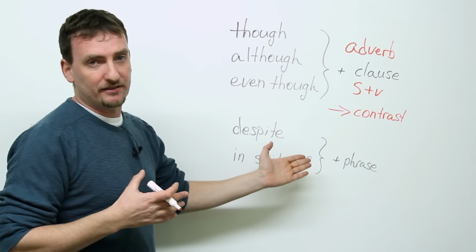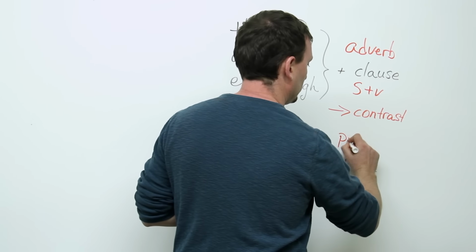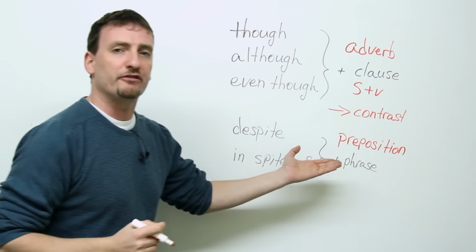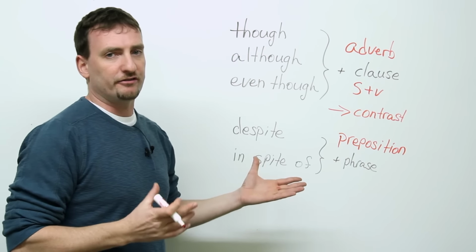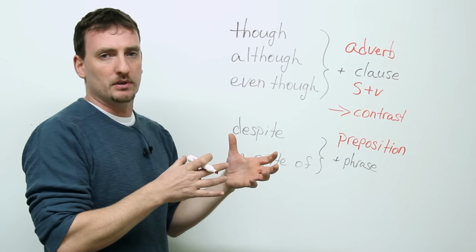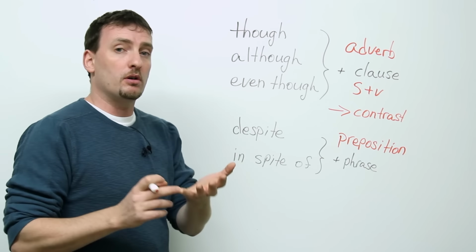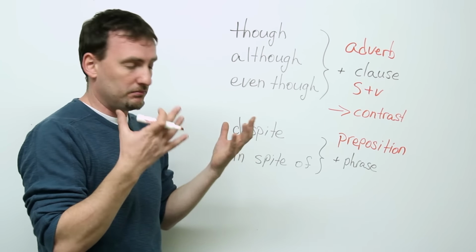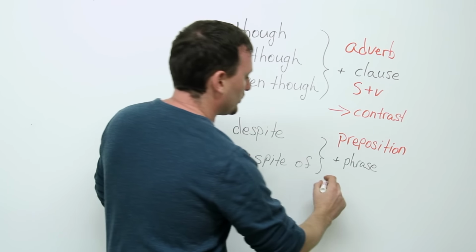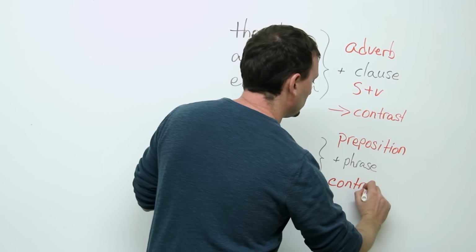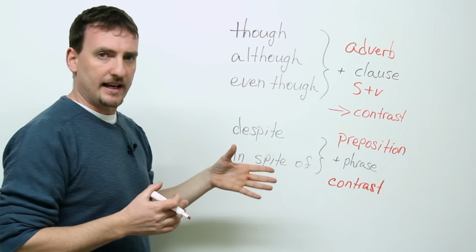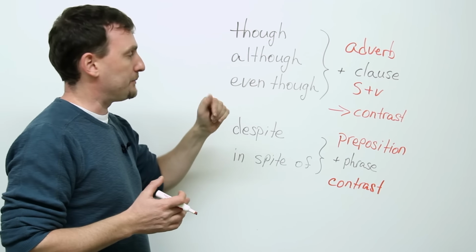Despite and in spite of are prepositions, and they are used with a phrase. Now, what is a phrase? A phrase is also a group of words, but it doesn't need to have a subject and a verb. It can have a noun, or it can have a verb, or it can have neither. But usually it has at least one, or a gerund, but we'll get to that. But it also shows contrast. Okay, before I give you some example sentences to understand all this, let's look at each one separately.